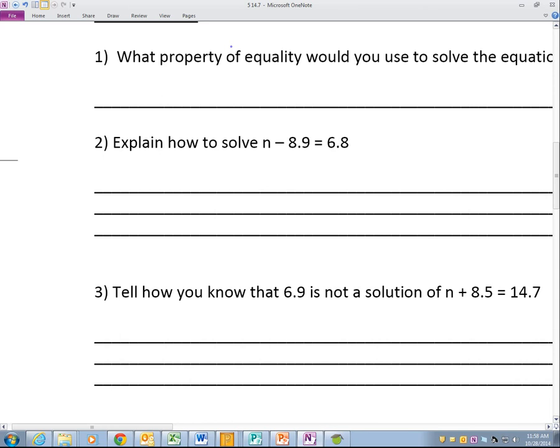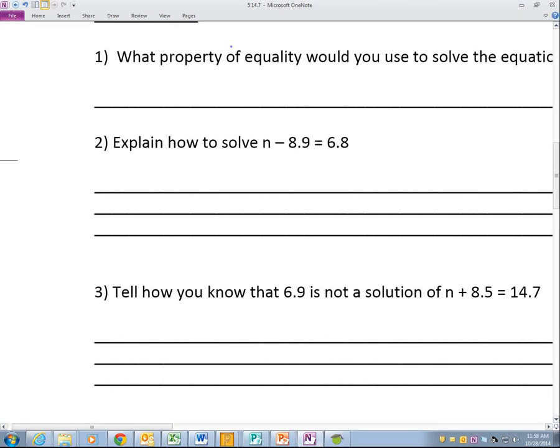Okay, so we added 8.9 to both sides. Good job. Yes, that is correct. So what she said was, we need to get n by itself, and in order to do that, we have to undo what's being done to the variable, which is being subtracted by 8.9. So we have to add 8.9 to both sides because of the addition property of equality.